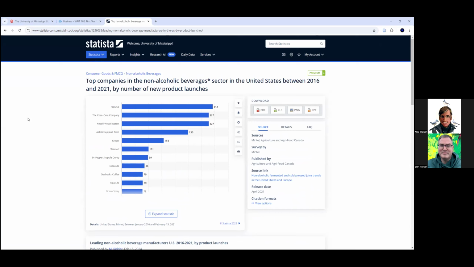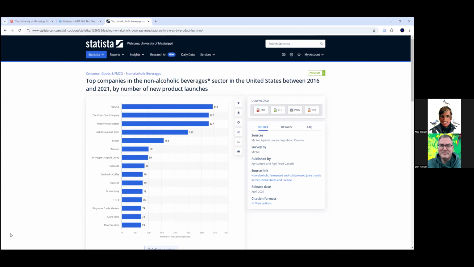oh, interesting. I wouldn't have thought that PepsiCo was slightly higher than the Coca-Cola company in 2021 in terms of launching new products. Maybe it's because they're throwing more stuff at the wall to see what sticks. I've never even heard of some of these people. Oh, look at that! There's Starbucks.